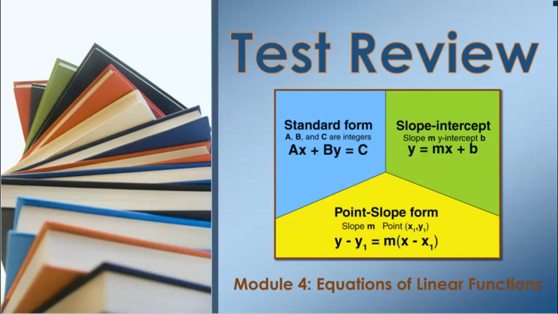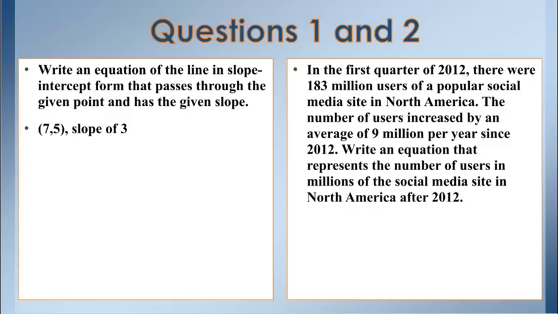This video is a test review for Module 4 covering the topics of equations of linear functions. Question 1. Write an equation of the line in slope-intercept form that passes through the given point and has the given slope. So slope-intercept form is y equals mx plus b. So that's the form we want to put our equation in.